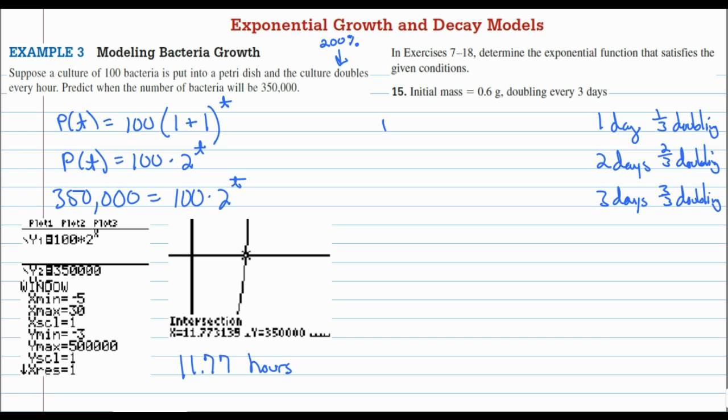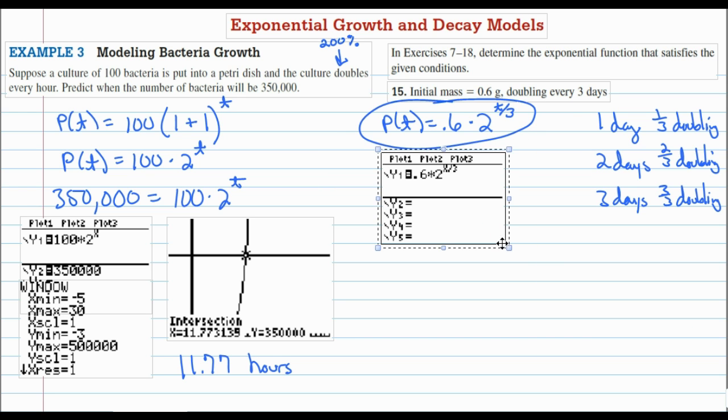So in my setup, I'm going to say P of T equals my initial mass 0.6 times, now it's doubling, so we've already talked about how that base value is going to be 2. 200% of what I have now is going to be there the next unit of time, which in this case is every 3 days. So now my exponent isn't going to be t, because t means every day. I have to do t over 3. 1 day is 1/3 of the doubling. 2 days is 2/3 of the doubling. 3 days is 3/3 of the whole doubling. So 2 will be raised to the first power after 3 days. So here's my exponential function.